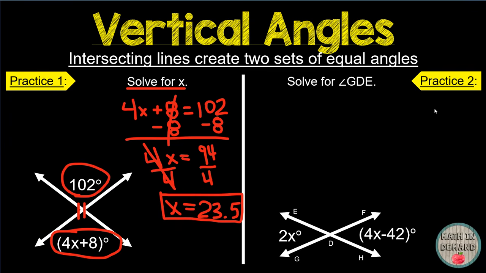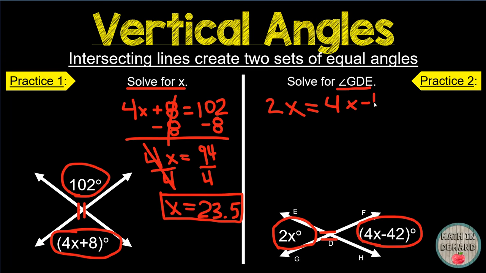Now, let's look at a more difficult problem where we are solving for the angle. So not only am I having to find the variable, but again, I have to find the angle. Okay, so here I'm given vertical angles. I have 2x, and I also have 4x minus 42. Again, vertical angles are equal. So I can write my equation. I'm going to write 2x equals 4x minus 42.